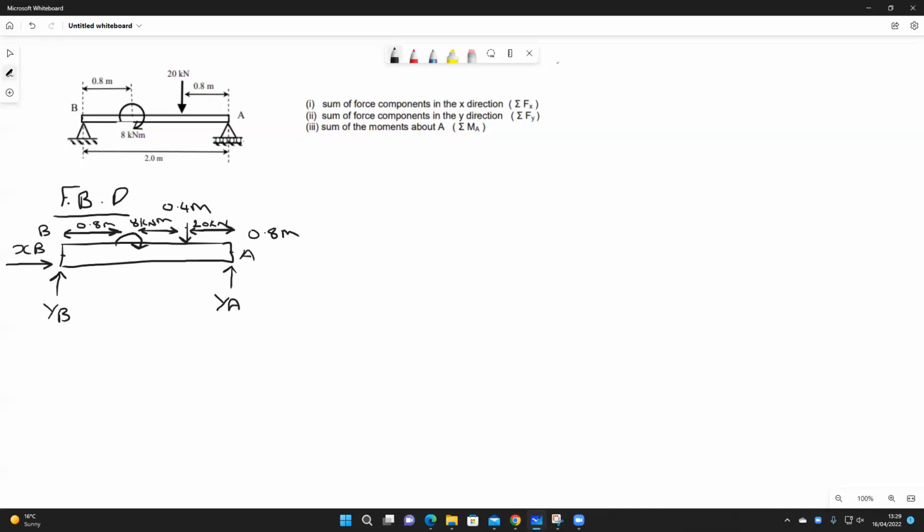So if we were to work out the sum of the force components in the X direction, we can see that the only force heading in the x direction is XB. So we know the sum of the forces in the x direction equals XB. Perfect.